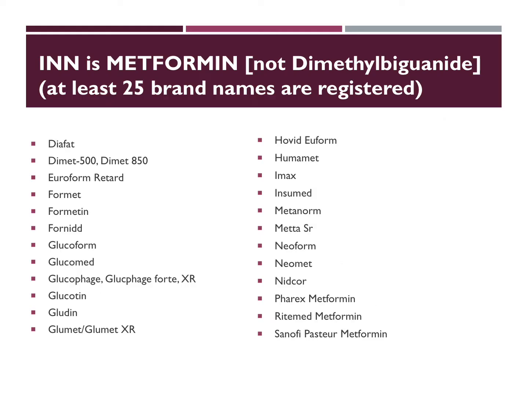If you take a look at the example of metformin, metformin is the INN. We do not use the chemical name dimethylbiguanide as the INN because it's a little bit difficult to remember. So the INN or the generic name is metformin. And there are at least 25 brand names that are registered in the Philippines as metformin. And if you look across the names, some of them, by just reading the brand name, you wouldn't know actually that it's metformin. Let's say IMAX or Neoform or Gludin or even the originator brand Glucophage, you wouldn't know from the brand name that it's actually metformin.